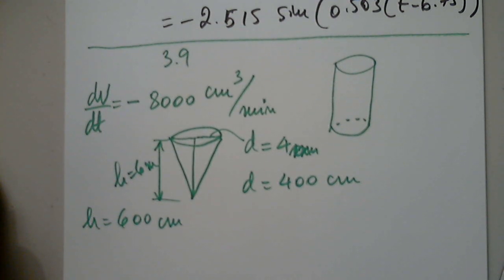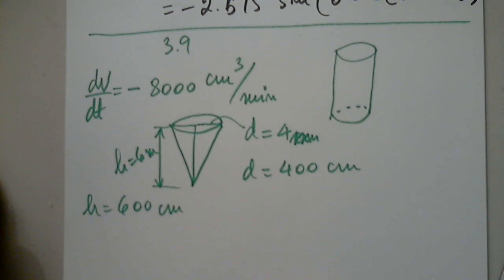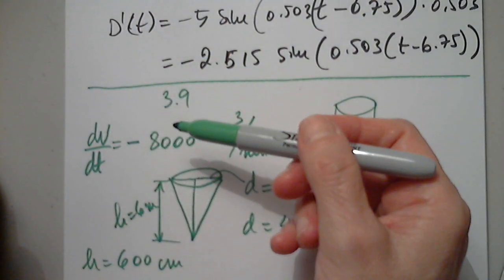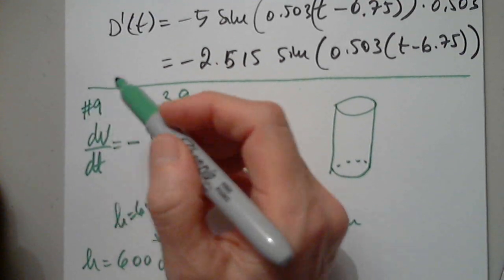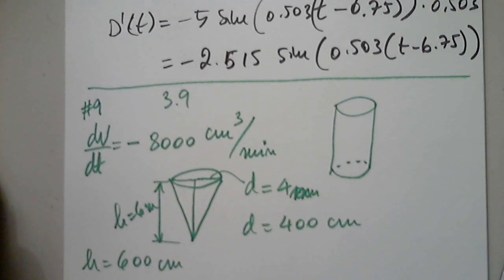It says if the water level is rising at a rate of 20 centimeters per minute, when the height of the water is 2 meters, we find the rate at which the water is being pumped in. So which problem is this, so I can open the book? It's 9 of 3.9. It's on the web assigned. So let me share the screen and get to it.